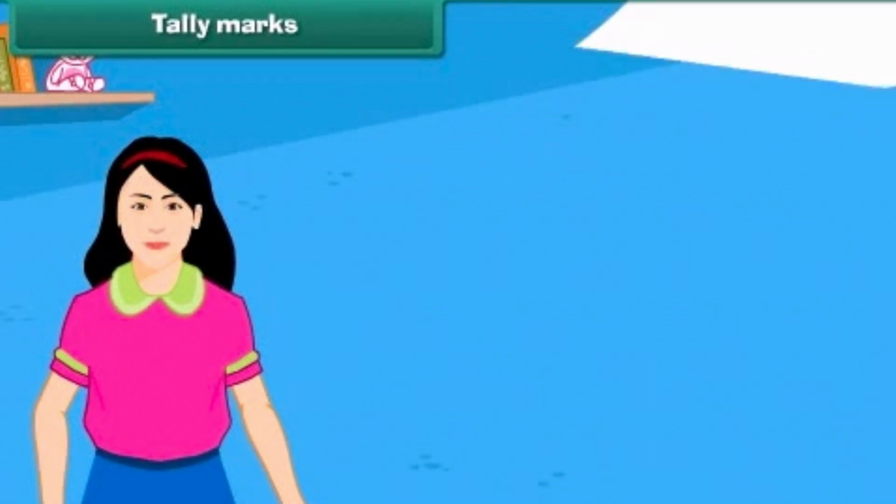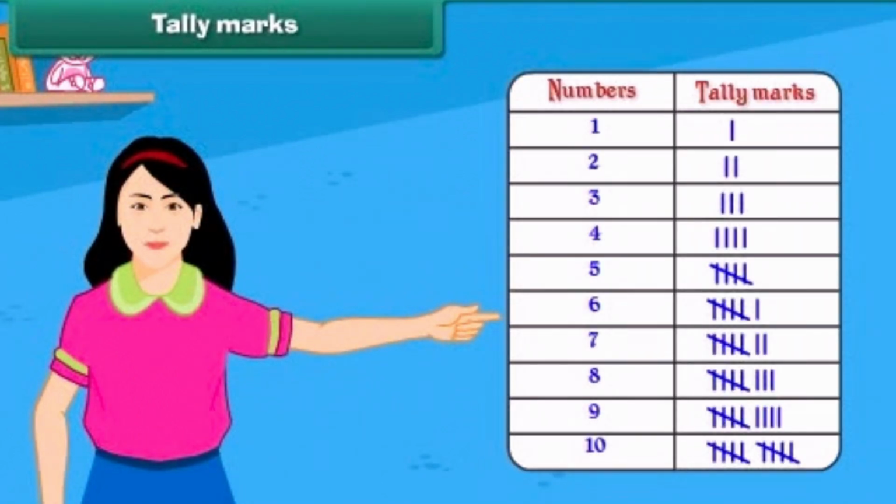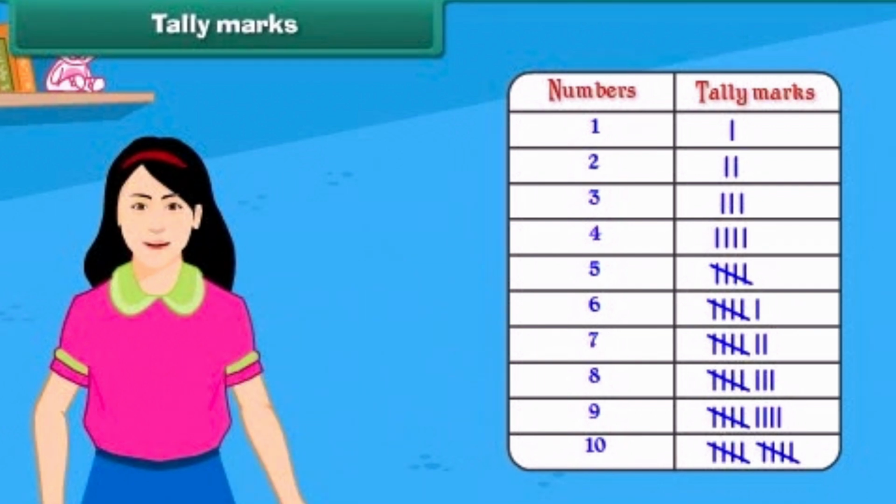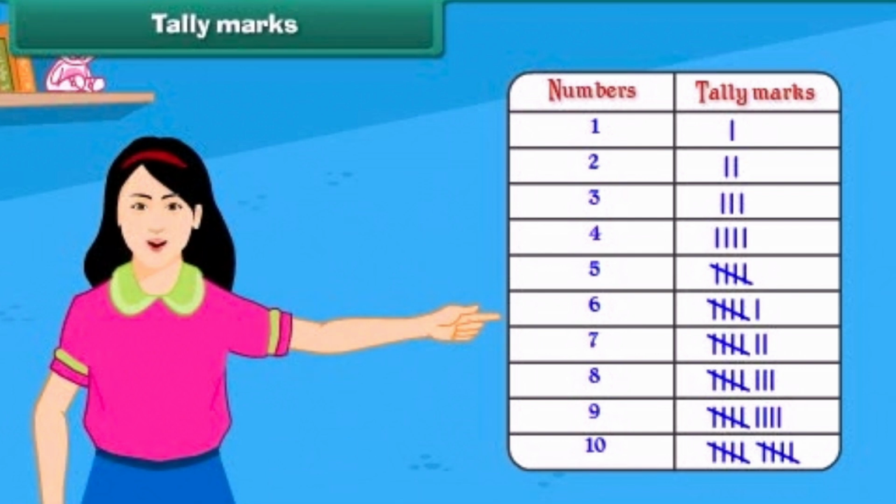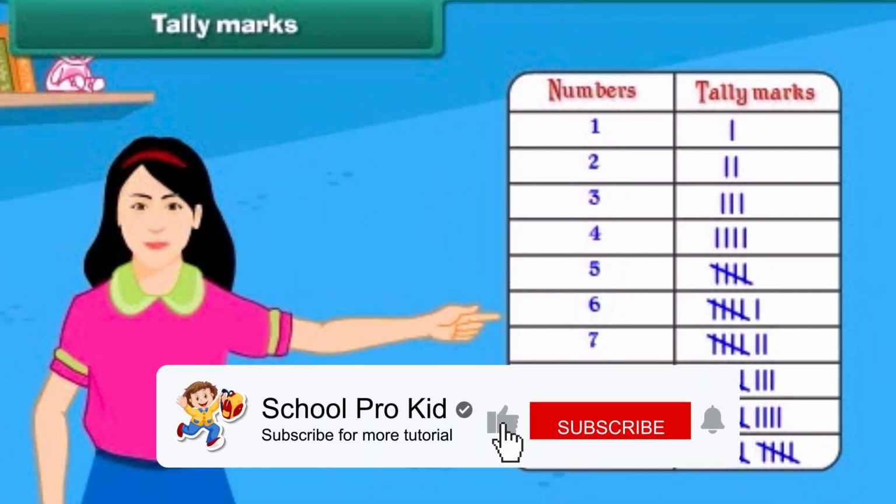Tally marks are one of the easiest and quickest methods used for data handling. A tally mark is counting the objects or activity in groups of 5. A single vertical line represents a single object. For representing 2 objects, 2 vertical lines are drawn.